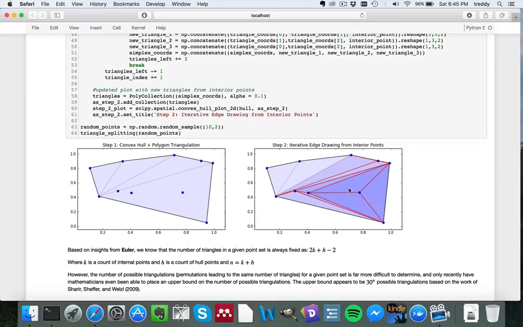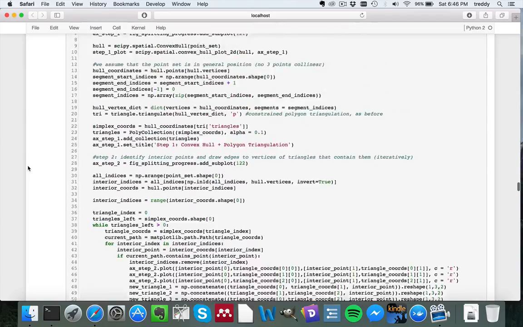And because none of these 3 new triangles contain any additional points, we finish the process of triangulating the point set. So you can see we're actually using what we learned before. We're calculating the convex hull, and then we're using the constrained triangulation from the triangle library, and then after that we're using this new approach where we triangulate the point set from that starting position by drawing edges from interior points to the edges of newly formed triangles in the process.